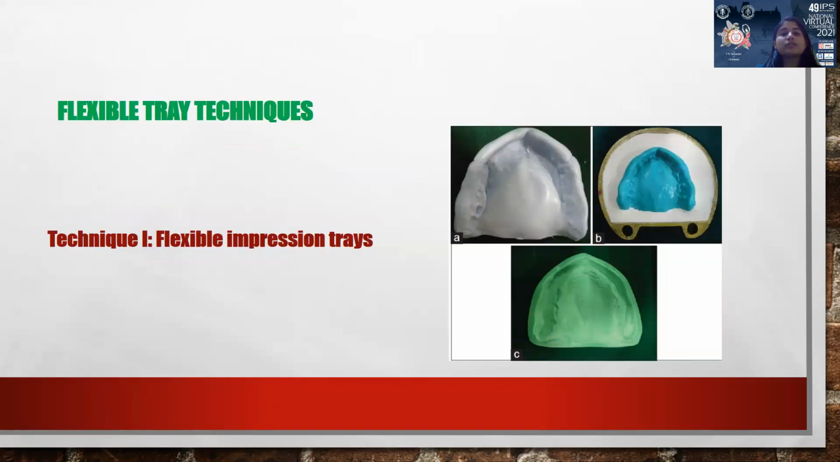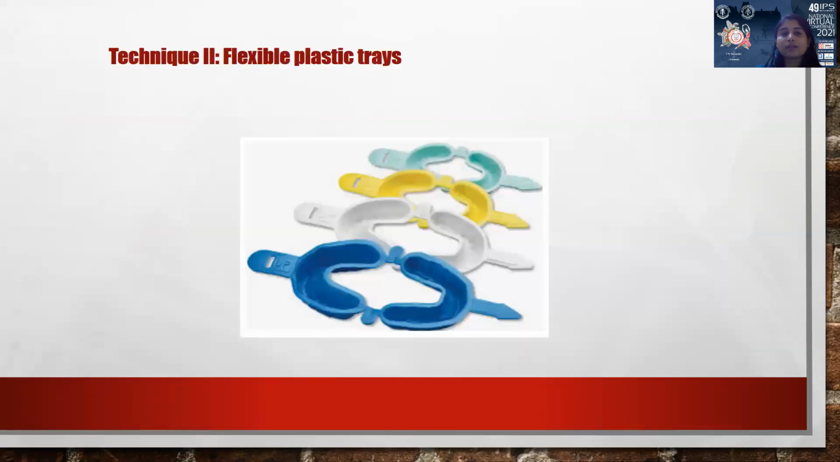So first is flexible impression trays under flexible tray techniques. In this technique, a non-rigid tray is used to obtain a diagnostic impression. Material used consists of silicone putty that was inserted as shown in this figure, and the impression material is molded in the mouth itself before it gets polymerized. Second is flexible plastic tray technique. The trays which we use during fluoride application procedures, those same trays could be used here also.